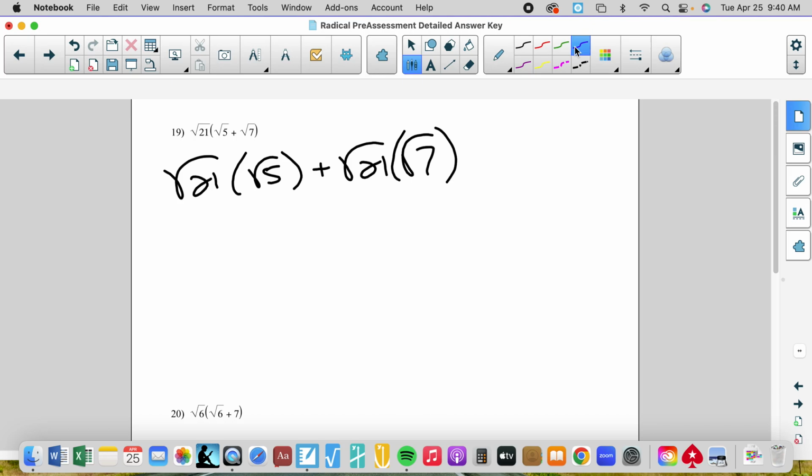In 19, we're going to start distributing. So we're going to distribute this rad 21 into the 2 terms, rad 5 and rad 7. So we're going to look to see, can we match it up? 21 has no radicals anywhere.